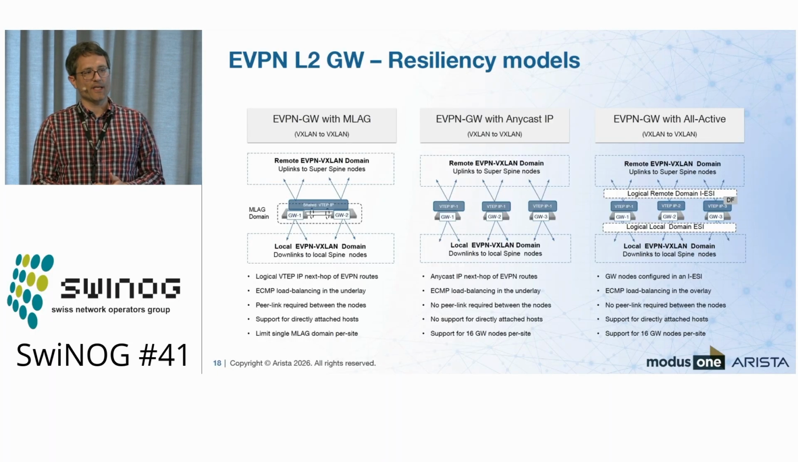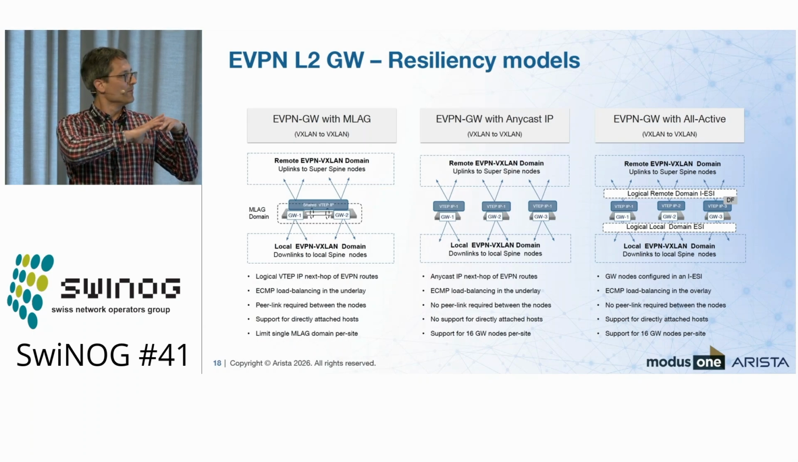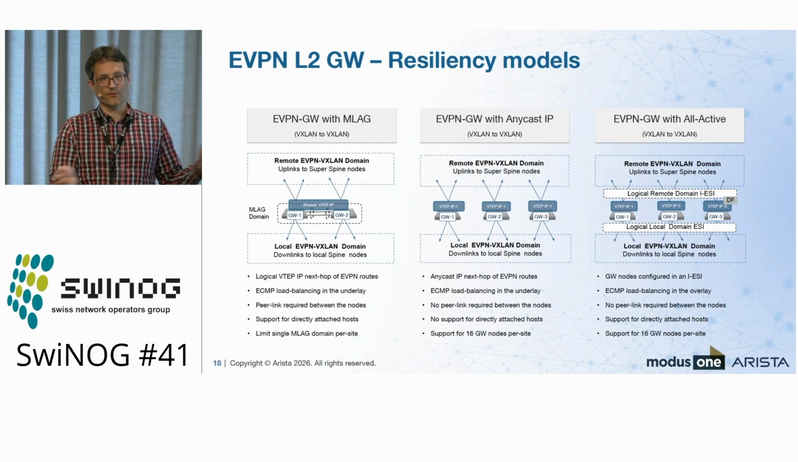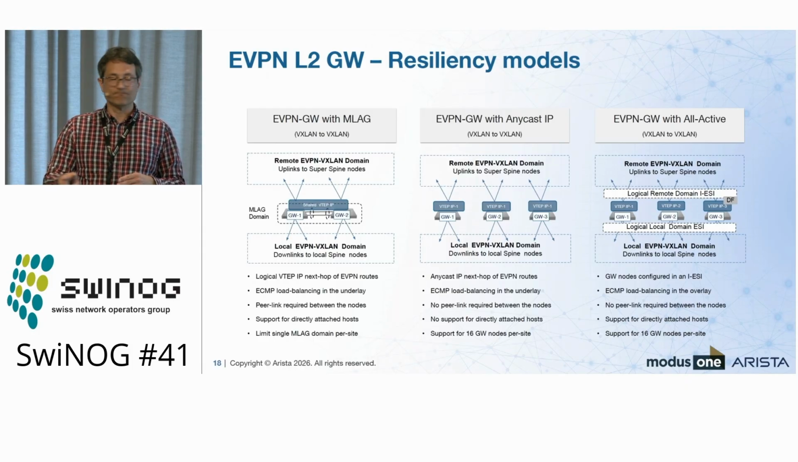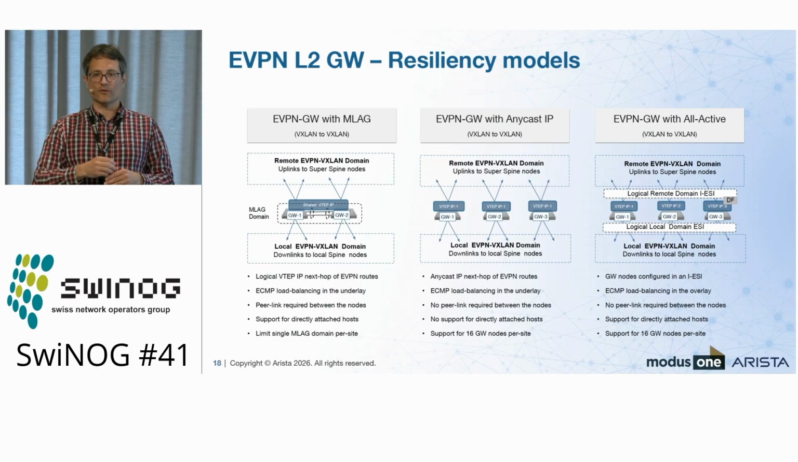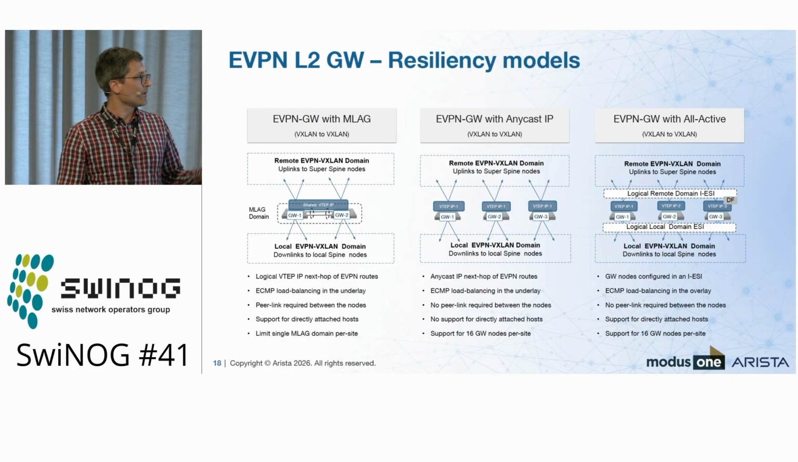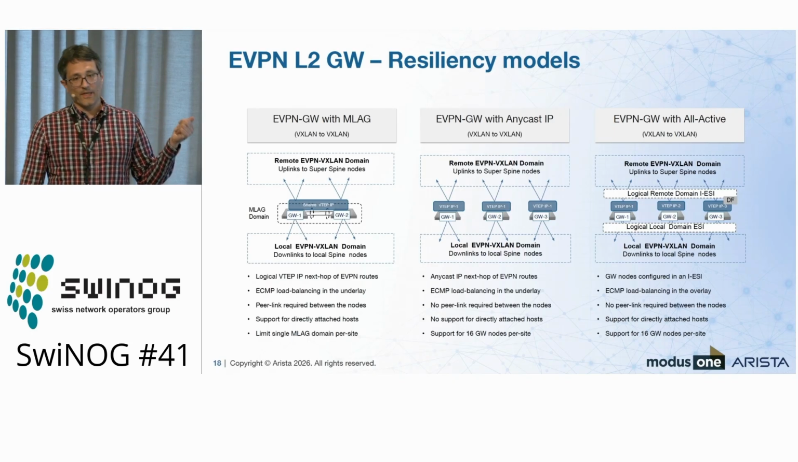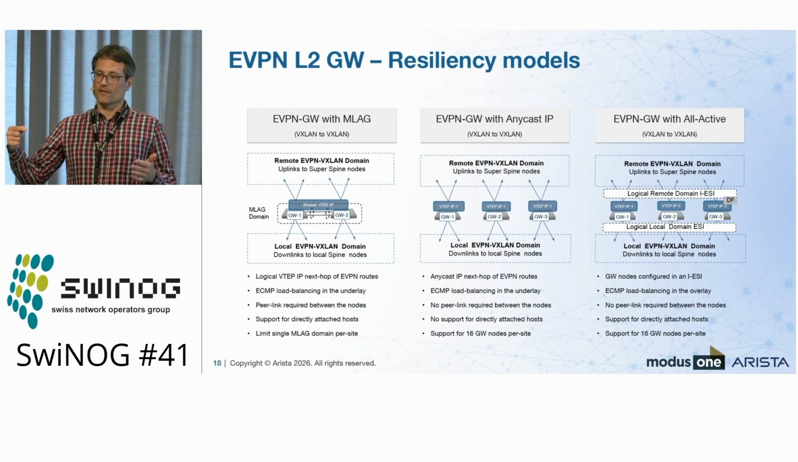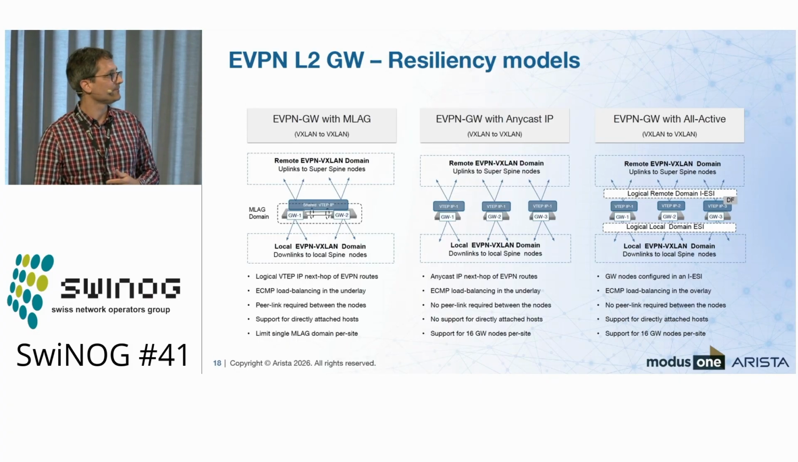But we can only have one MLAG domain per site. Then there is a solution where we just use multiple, it can be more than 2 gateways, and configure an anycast address for the VTAPs. And the traffic from the remote data center will then load balance among these gateways using ECMP. So it's also quite useful. But with this solution, we cannot connect hosts directly to the gateways, which is possible with an MLAG solution.